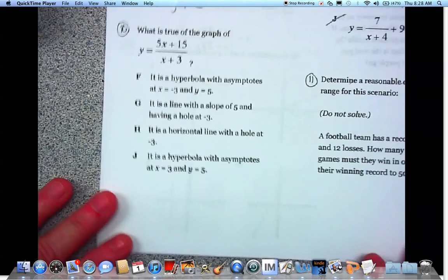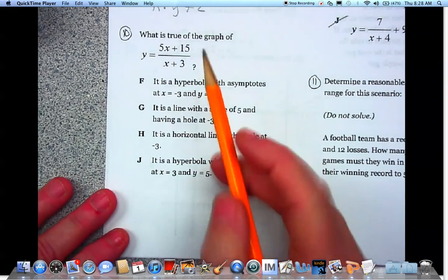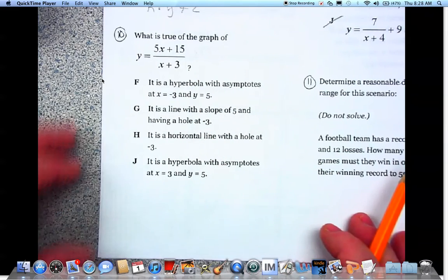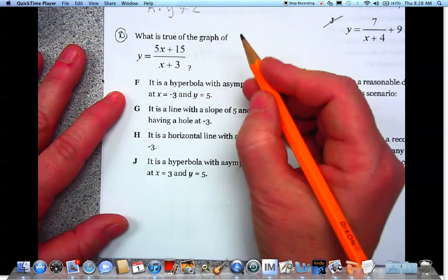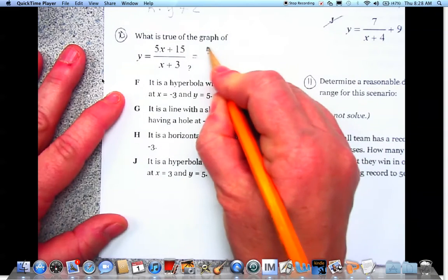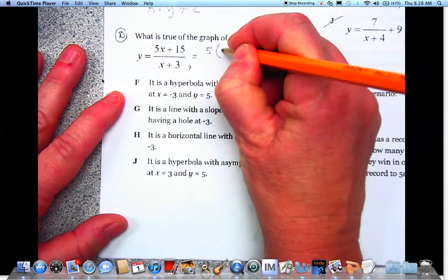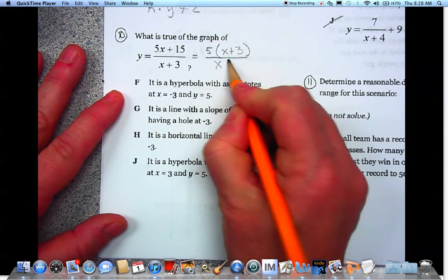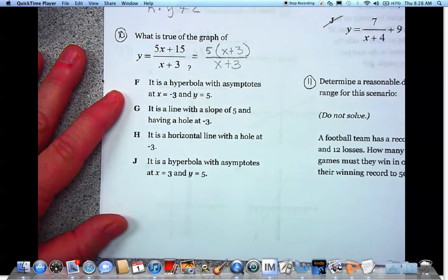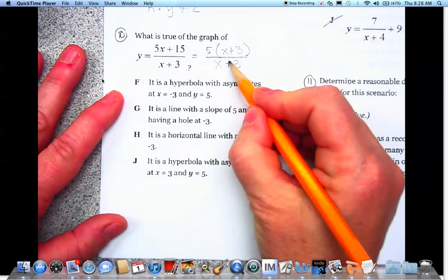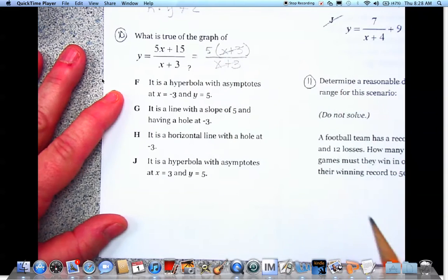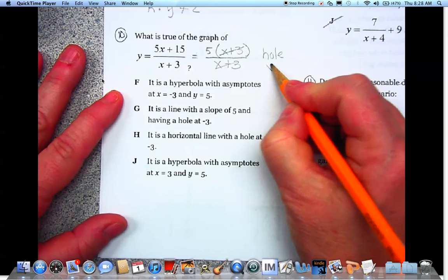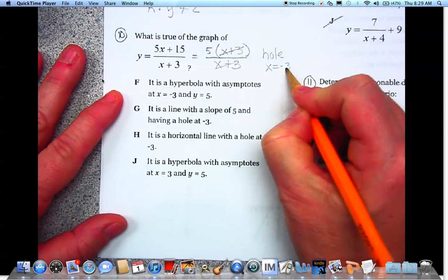Okay, number 10. What is true of the graph of (5x + 15)/(x + 3)? H. Okay, so the domain, or let's factor it. 5(x + 3) over x + 3. What happens at x + 3 and x + 3? They cancel. What does that create? A hole. Where's the hole? Right. That's your hole.